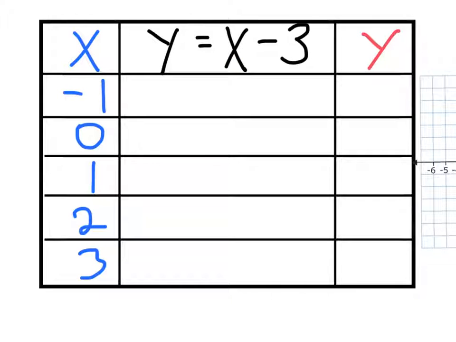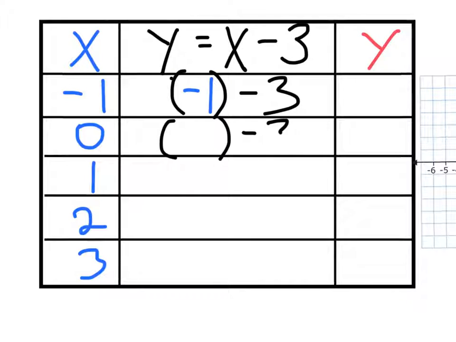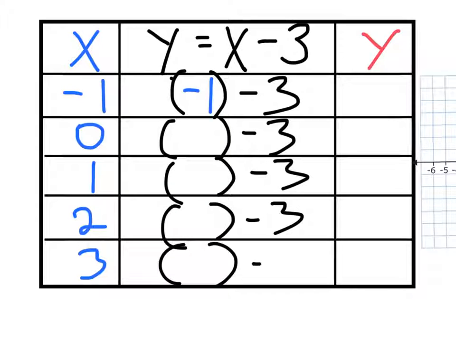The next step is to rewrite this equation. So instead of x minus 3, I'm going to write open parentheses, minus 3, because we're going to plug in negative 1. What I like to do is rewrite the equation replacing x with open parentheses all the way down. That way I don't get confused, because it's pretty easy to get confused.